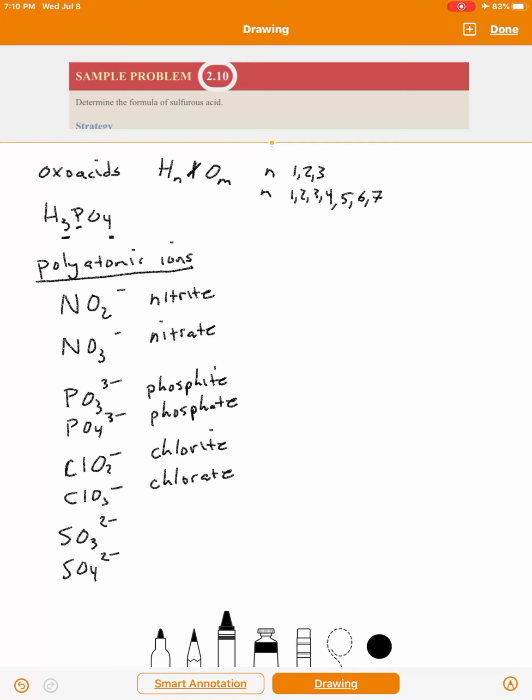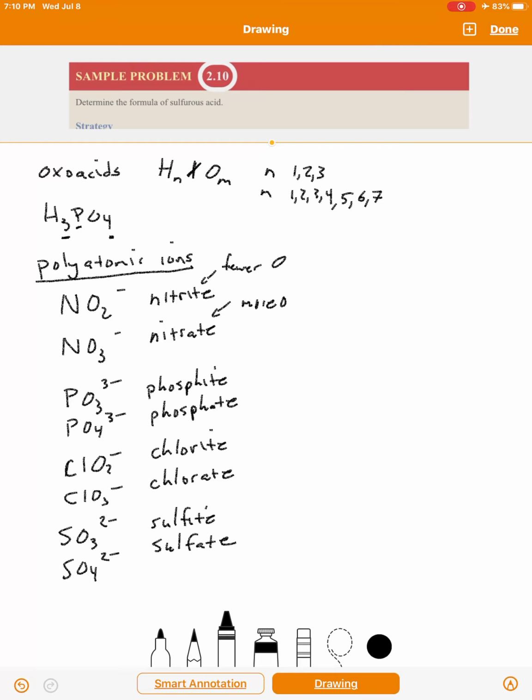Of course, there are other ones out there as well. But these are some of the common ones. Do you see a pattern there? The pattern is that for any given nonmetal, let's take nitrogen for example, there could be 2 or even more, but for nitrogen there are 2 polyatomic ions with oxygen. There's nitrite and nitrate. The one that has more oxygens is ate. The one that has fewer oxygens is ite. Okay? So ite, fewer oxygen, ate, more oxygen.